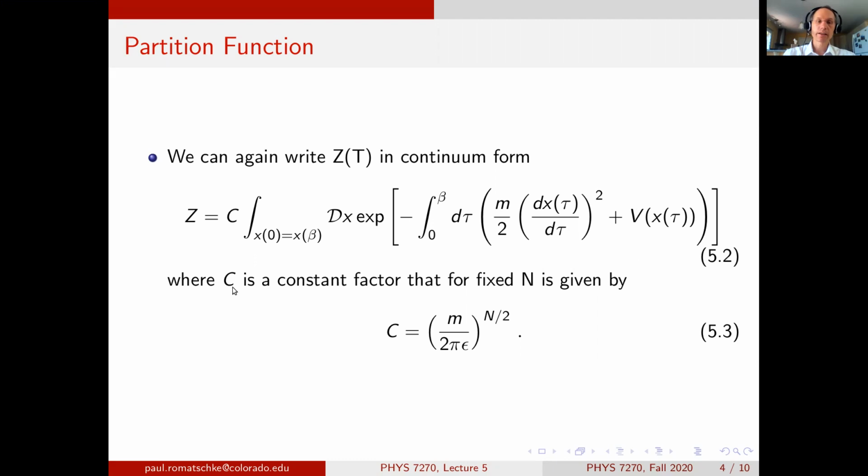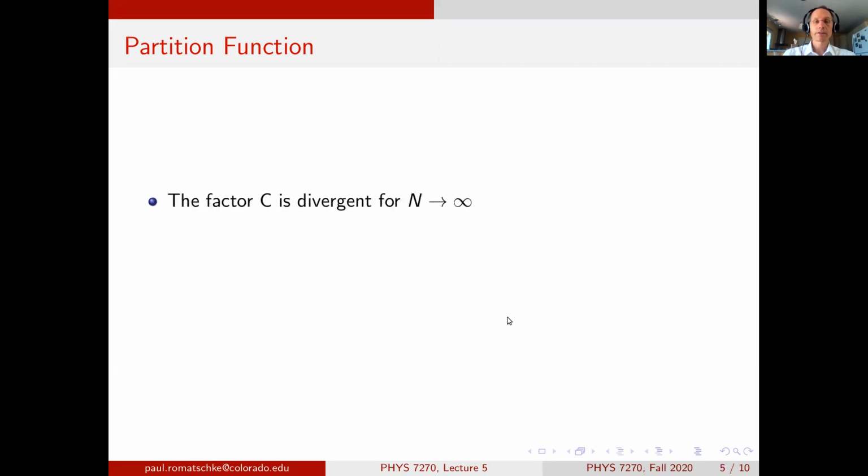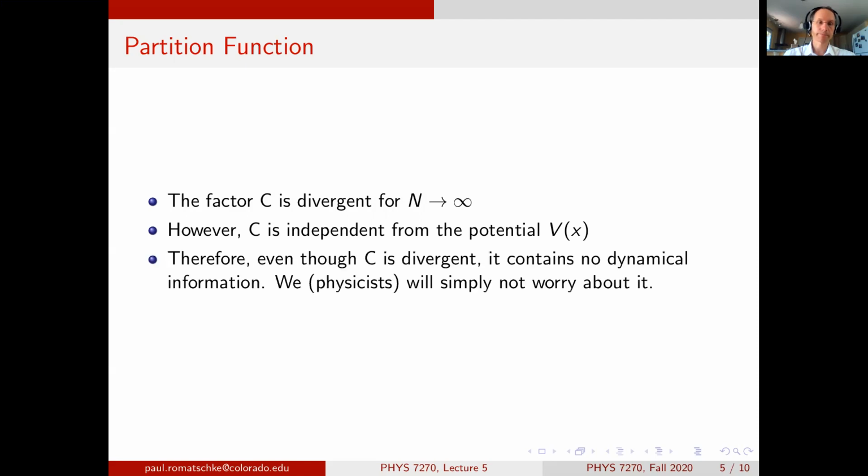The constant C is given by this expression, for fixed N, (m over 2 pi epsilon) to the power of N over 2. And as such, it is clear that this factor C seems to be divergent in the limit N to infinity. However, by construction, C is completely independent of any details of the potential V of x.